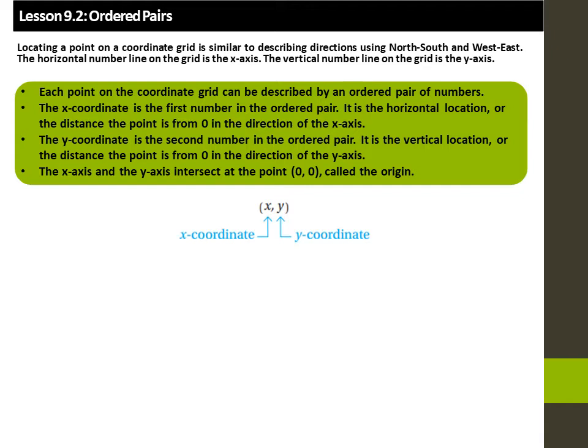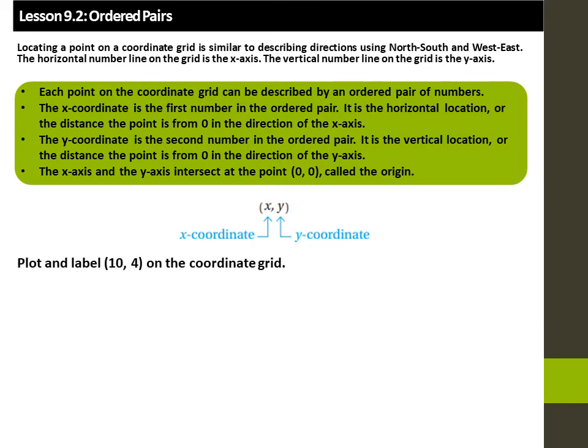The x-coordinate is the first number in the ordered pair. It is the horizontal location or the distance the point is from 0 in the direction of the x-axis. The y-coordinate is the second number in the ordered pair. It is the vertical location or the distance the point is from 0 in the direction of the y-axis. The x-axis and the y-axis intersect at the point 0, 0 called the origin.